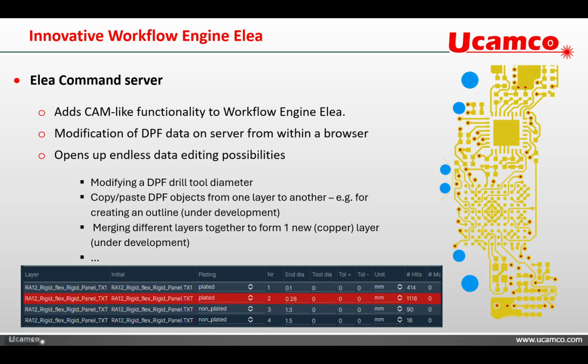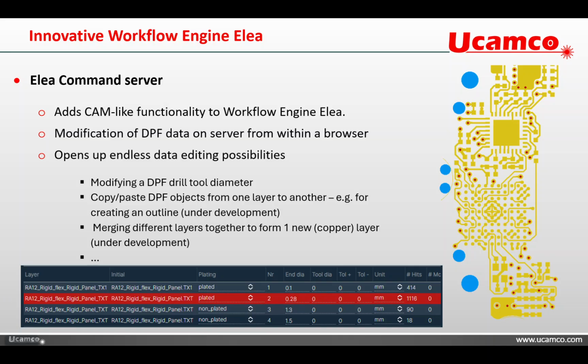The typical case for this is what you see here at the bottom of the slide, where for some reason a drill size has not been recognized correctly, or it's in mill and it needs rounding and God knows what. So the typical case is where you go into one of these editors, in this case the drill editor, and you want to change a drill diameter, for instance, from this 0.28 to 0.3. That is basically an action that you take on the DPF data.